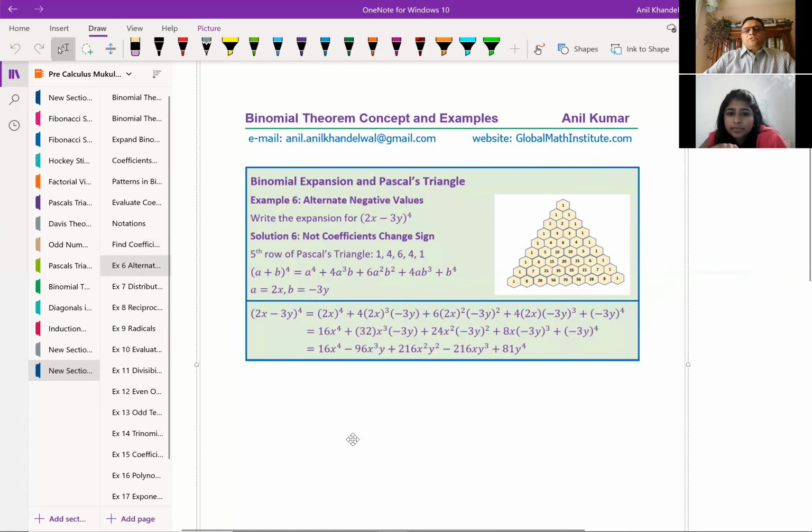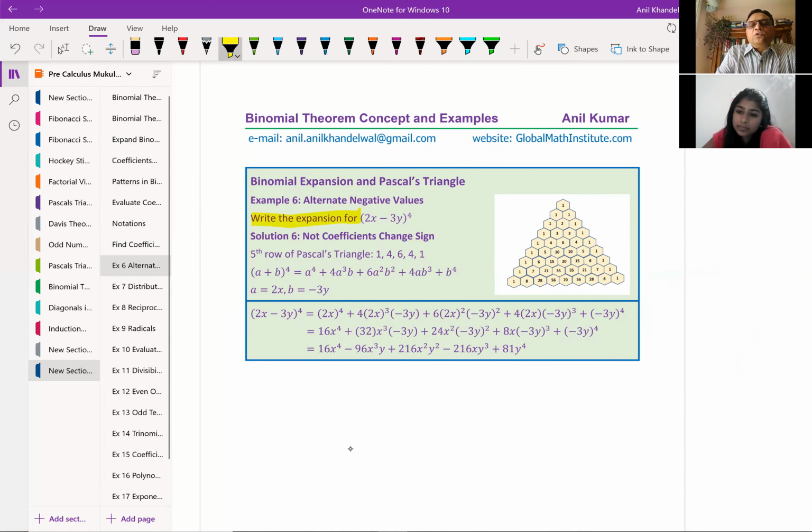Right, so here is the next example for you. Now here we have alternate negative values. Write the expansion for 2x minus 3y to the power of 4. In this case, we are going to use Pascal's triangle to write the expansion of this particular term. So, Amy, can you tell me a quick way of writing the expansion of such an expression?